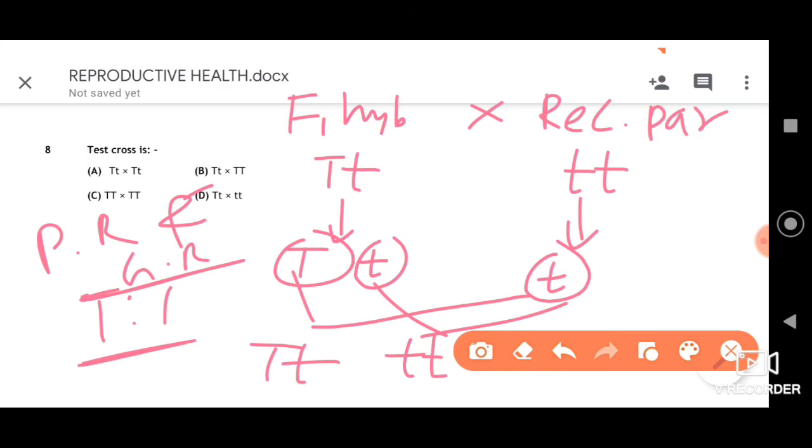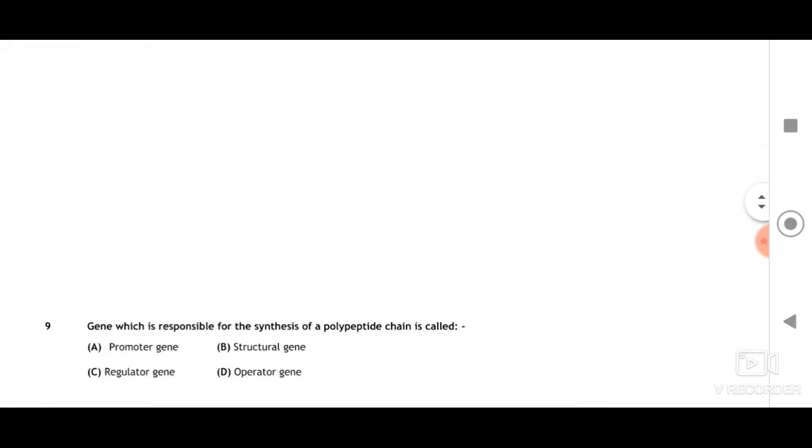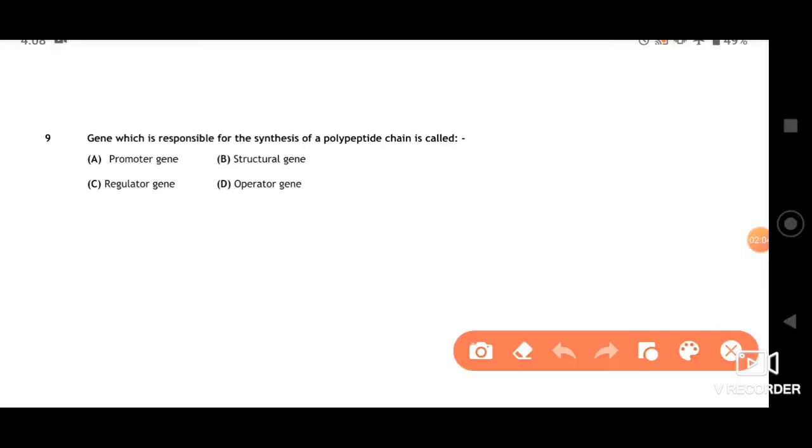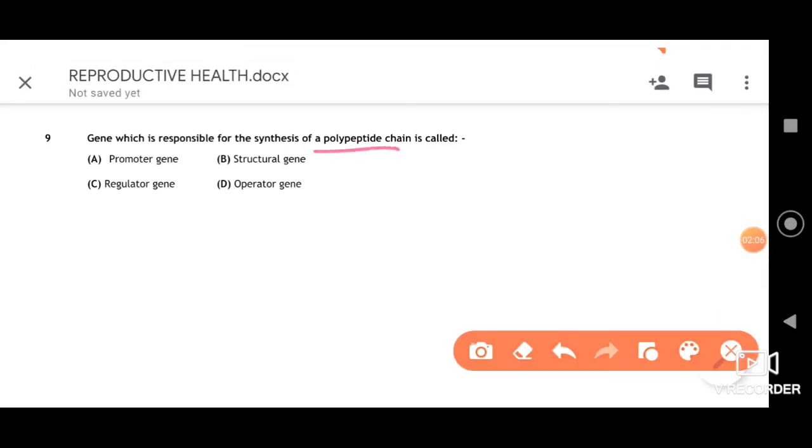So next question, let us move. The gene which is responsible for the synthesis of polypeptide chain is called what? Whenever we speak about this, we need to understand what the promoter gene is, what the structural gene is, what the regulator gene is, as well as the operator gene.